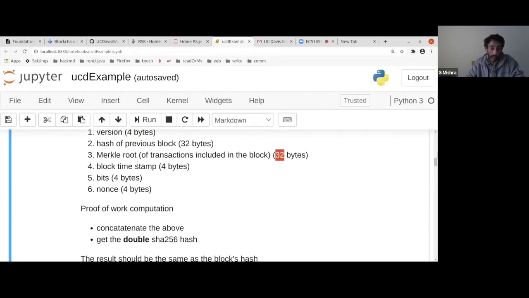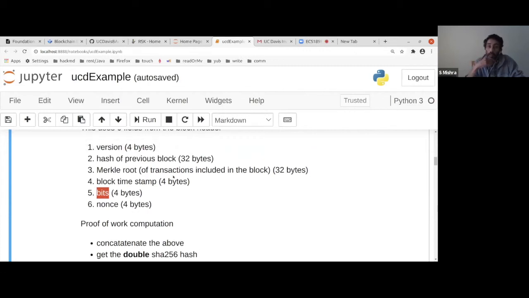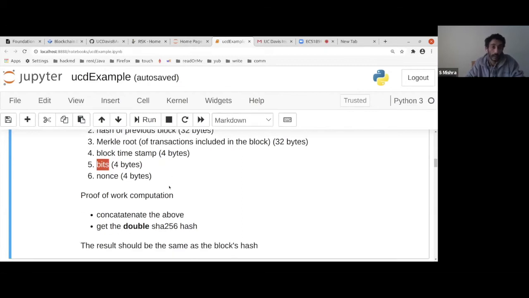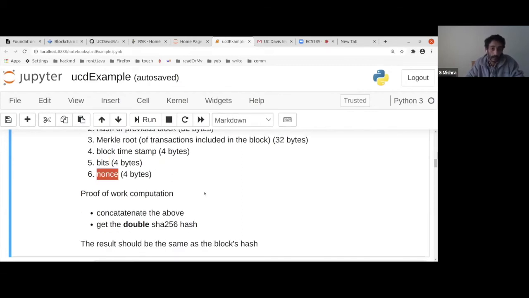We also need the block's timestamp, 4 bytes. Bits, this is related to the difficulty of the mining task. Simply speaking, the more zeros you need out front, the more difficult the task is. So this is what references the difficulty of mining Bitcoin, and the nonce.